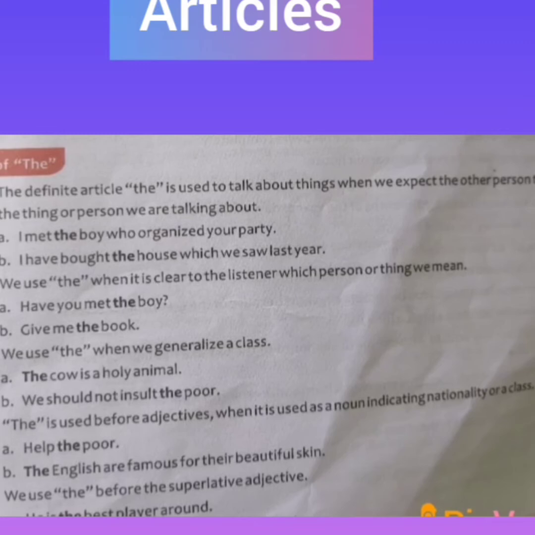Students, the is also used before the superlative degree. Superlative degree: the best, the biggest, the highest. So with est, he is the best player around.